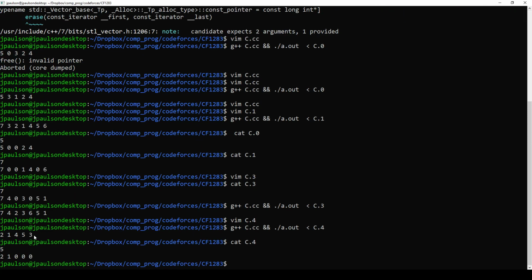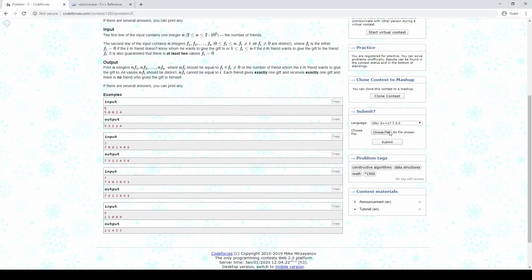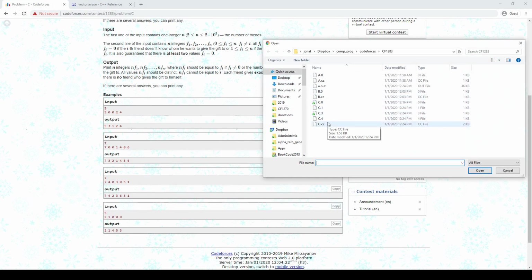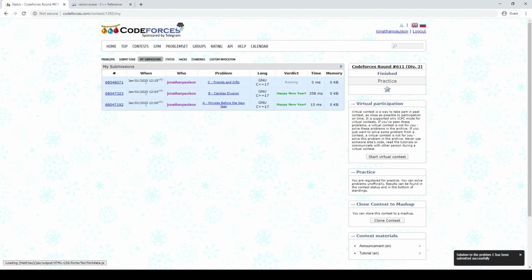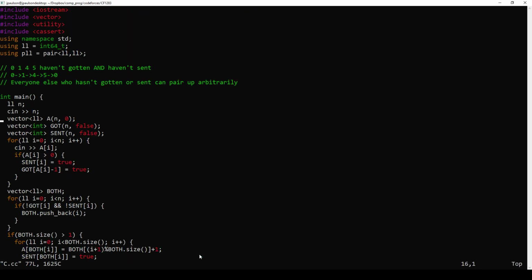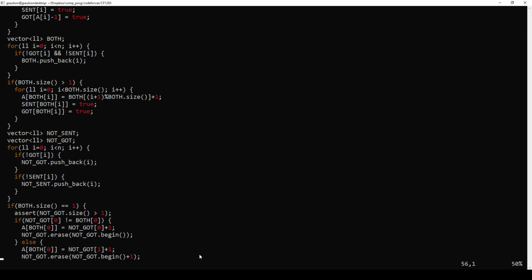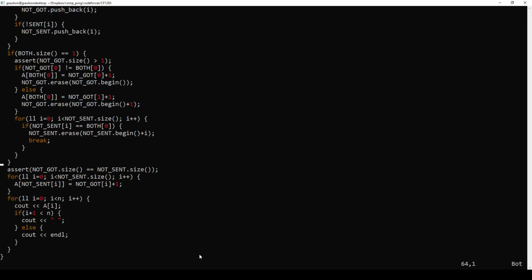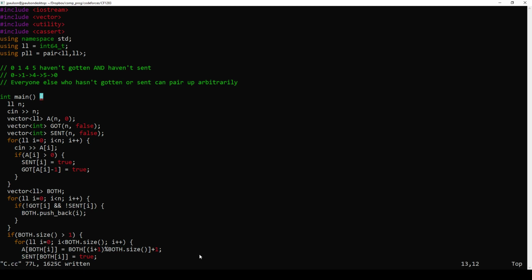And here we have that 3, 4, and 5 weren't sending gifts or receiving gifts, so this is now the cycle: 3 sends to 4, 4 sends to 5, 5 didn't send to 3. Cool, so that seems to be correct, so let's give it a shot. Yeah, the code for this seems really gross.